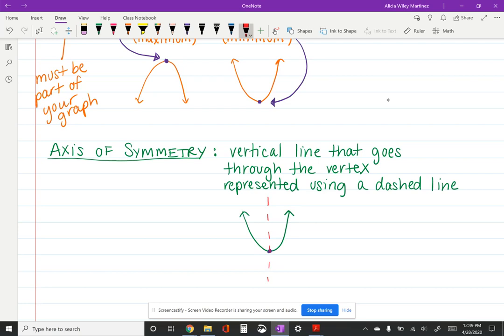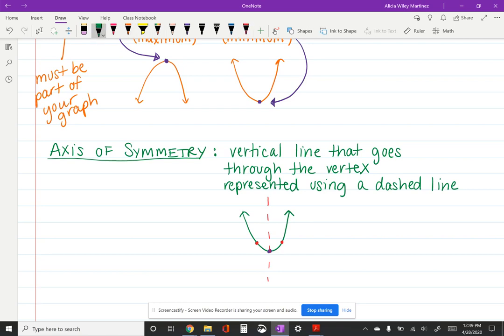Think of the axis of symmetry sort of like a mirror. If you were to fold your parabola in half, where the axis of symmetry was your fold, each side of the parabola would line up with each other perfectly. It cuts the parabola into two symmetric sides, meaning that a point over here will be the same distance away from a point over here. This is something that we will definitely talk more about.